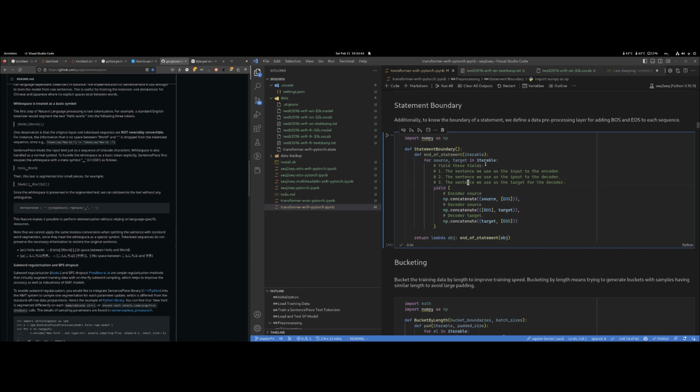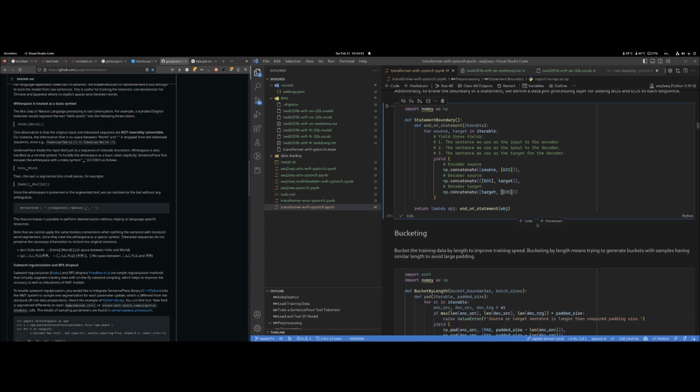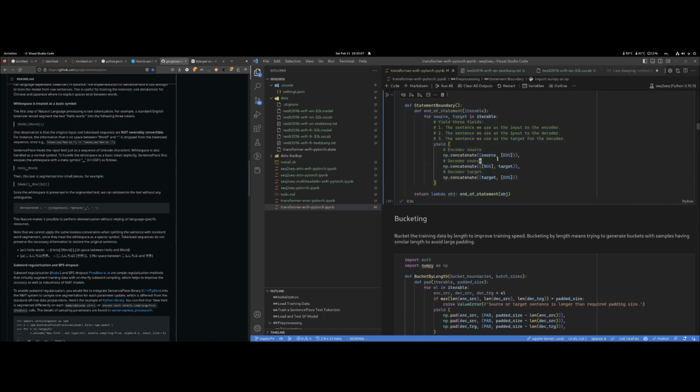So you need to add special tokens to say, this is the beginning of a statement, this is the end of a statement, and so on. Because otherwise your model will just keep generating and generating without stopping, until it starts to generate nonsensical data. That's part of the pre-processing of the data. So you add statement boundaries. It's not rocket science. You just add the special tokens here.